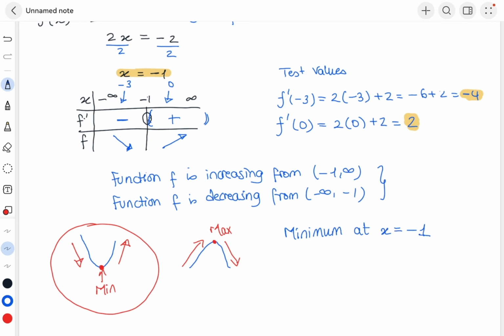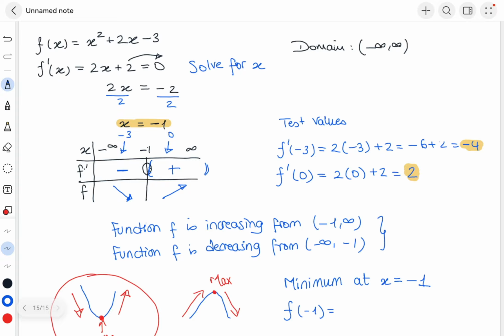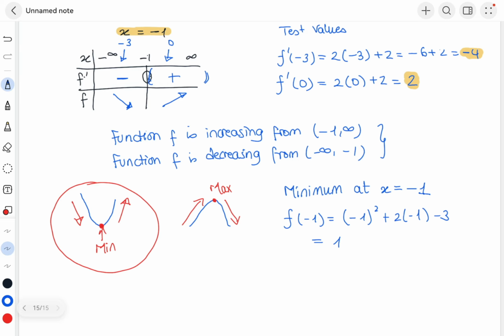Now we need to find the y value for our minimum. So we'll find f at negative 1, which means we replace negative 1 into x squared plus 2x minus 3. So we'll have negative 1 squared plus 2 times negative 1 minus 3, which means negative 1 squared is 1, positive 2 times negative 1 is negative 2, minus 3, which will be left with negative 4. So our minimum is at, of course we usually write them as x and y, negative 1, negative 4.